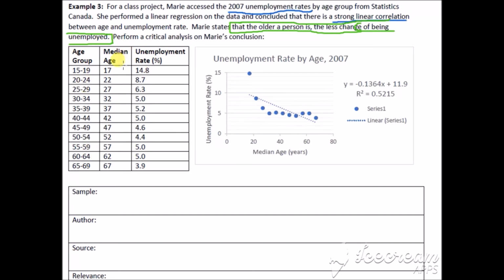We have age group, we have median age, so this is in the middle. And then we have unemployment rate, and it's all graphed here. So what could we ask about the sample? And I'm going to type this up. Okay, how was the sampling done? And we have to think, was this based on all of Canada? Or what geographical areas?